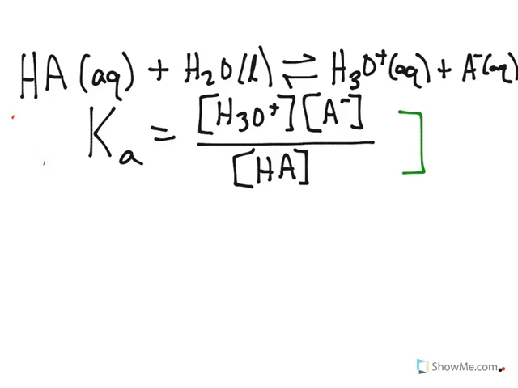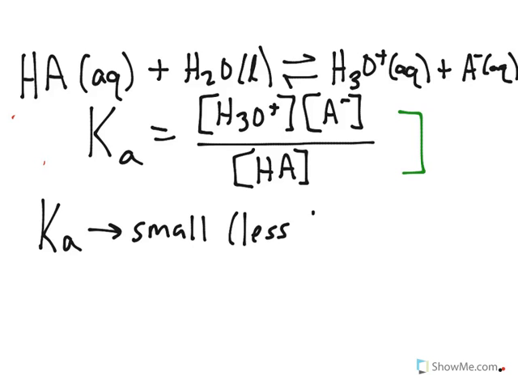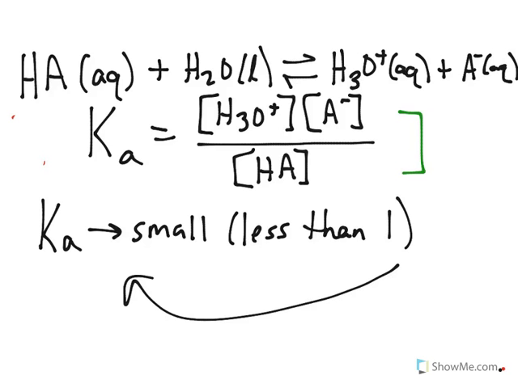Where these Kas are useful, well, before I get there, first we need to think about the size of these Kas. Kas are going to be small, and by small we mean less than 1. And if you think back to last unit and what that means, when your equilibrium constant is less than 1, that means you're heavily reactant favored, which makes sense. This is a weak acid, and since it's a weak acid, very few of them are going to dissociate, meaning the left side will be favored.